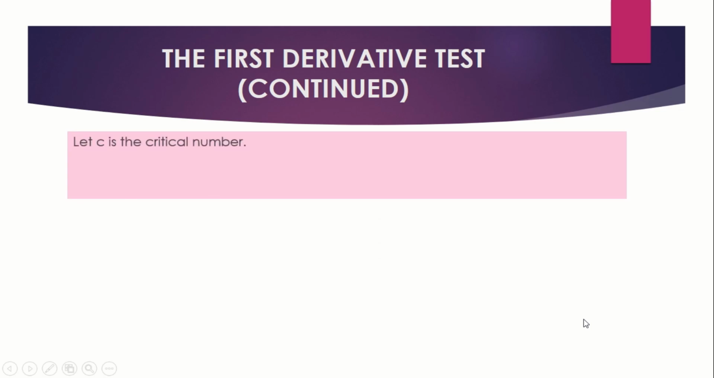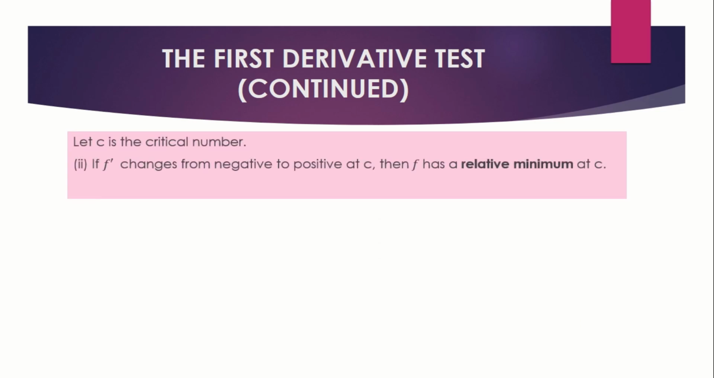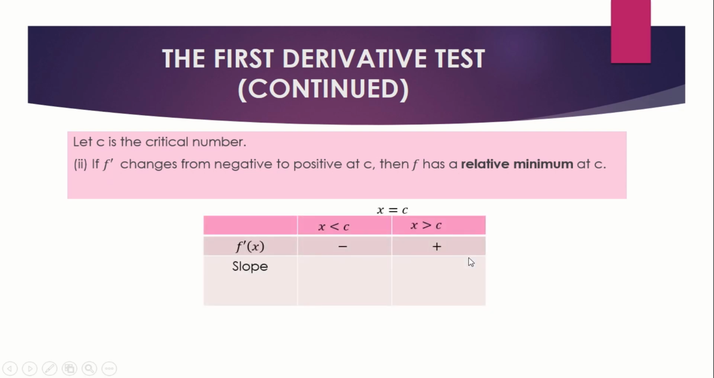Now we still proceed with the first derivative test, but with a different case. If f' changes from negative to positive at c, then f has a relative minimum at c. Now we also look at the sign table of f'(x), where it changes from negative to positive. For x less than c, f'(x) is negative. For x greater than c, f'(x) is positive.